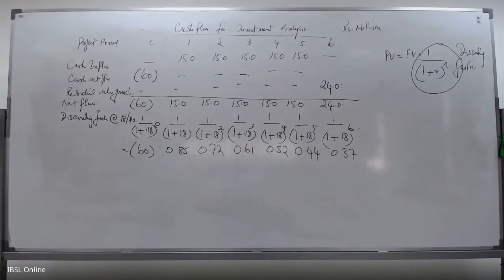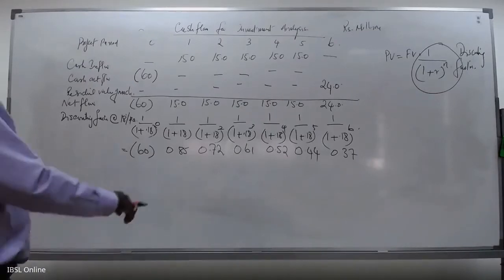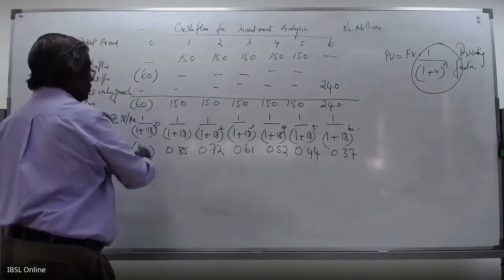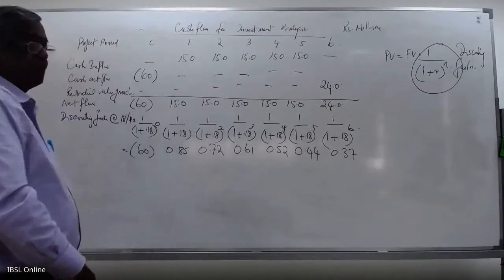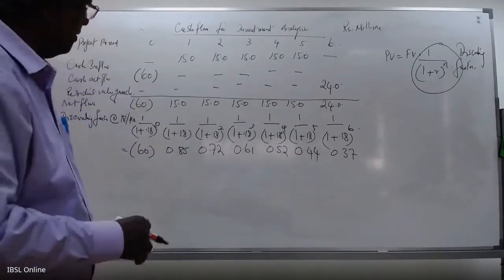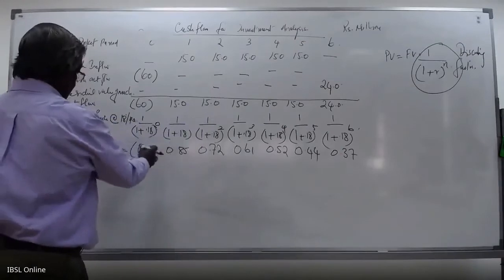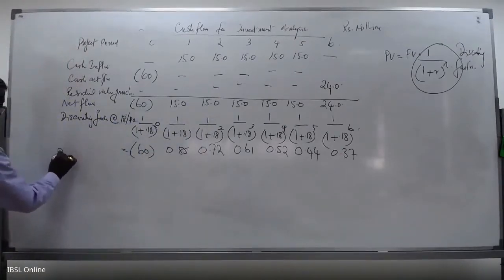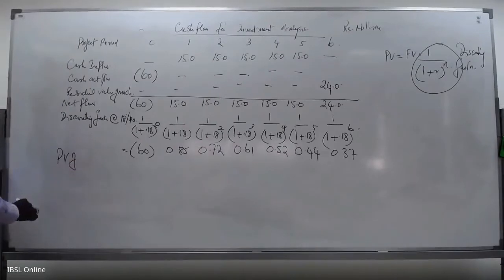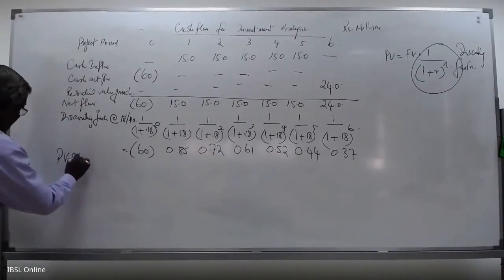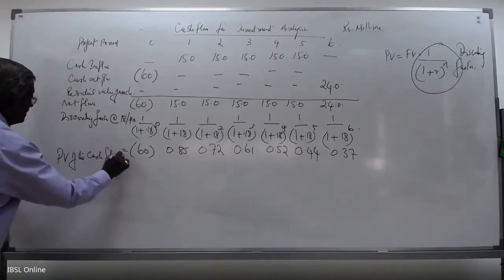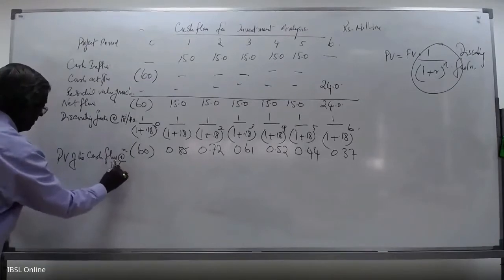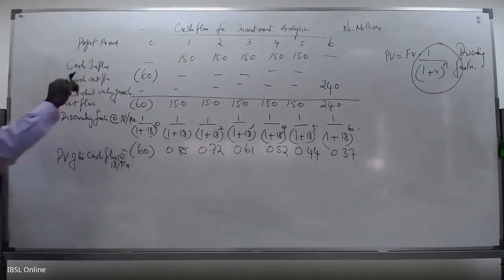So now next, what is the step we have to do? We have calculated the discounting factor. Now you have to bring all these future values to the present value by using the discounting factor. So the next step, you are converting it to present value. The present value of the cash flow at 18% per annum.